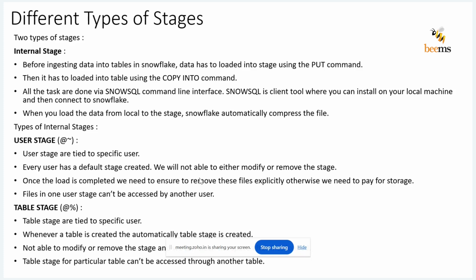Table stage. A table stage is related to each table that you have created. Table stages are tied to a specific user: I have created an employee table, you have created a customer table. Those table stages are for your use only. Here this is also seen with the @% symbol. If I write list @%, then I am able to see what table stages I have, how many bytes are scanned, meaning how large the file is, and all those things. Let me hide this one.